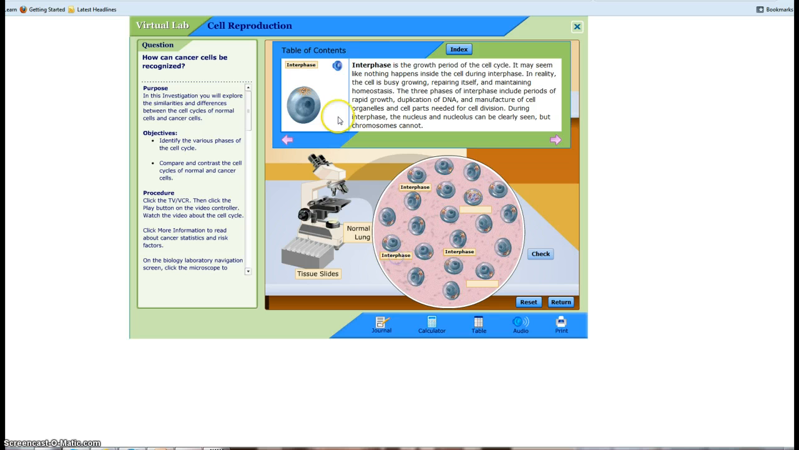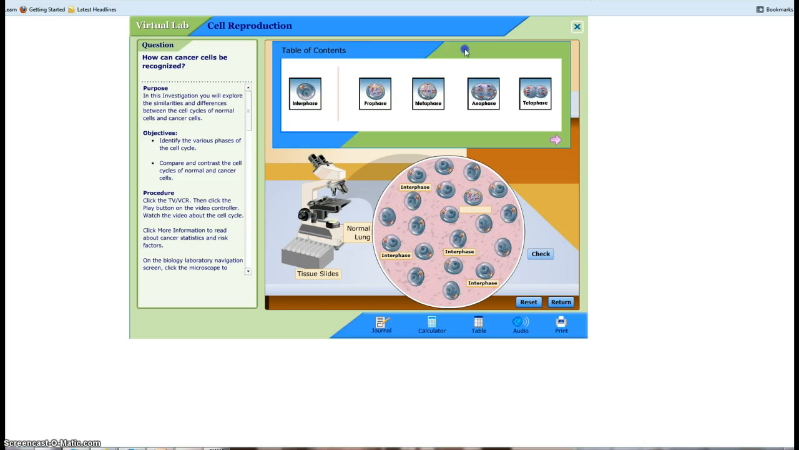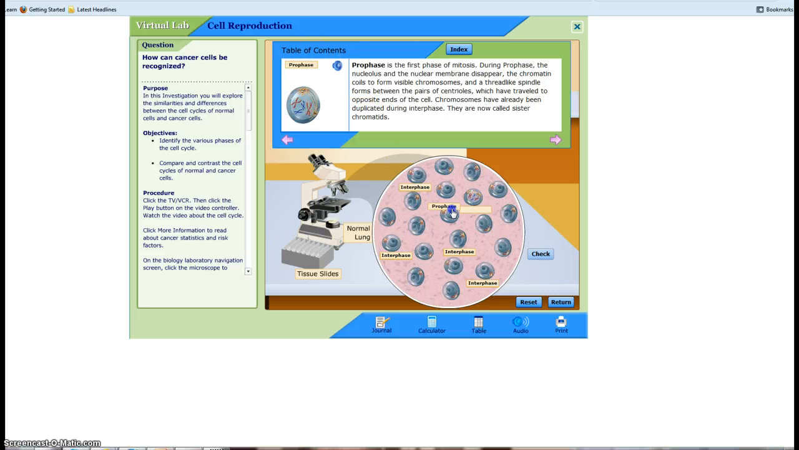And we can go back to the index and choose. We've got to find out what this one is, because that's another one we can label. Is it anaphase? No, it's prophase. So we grab the tag, put it in, and check it.